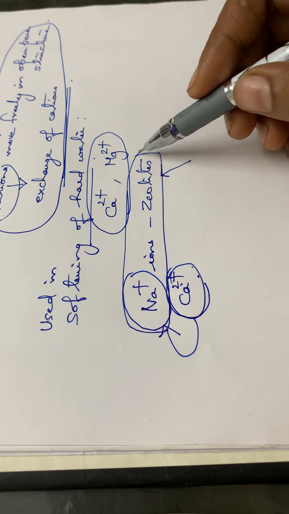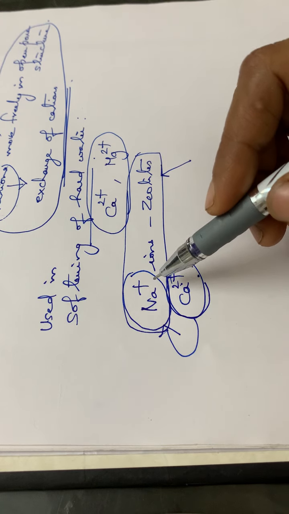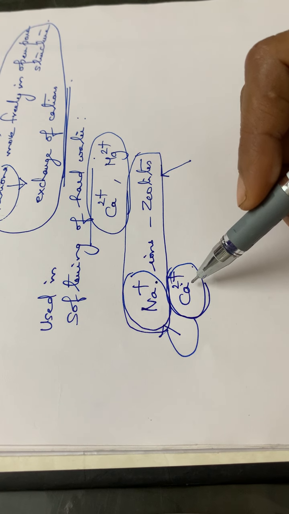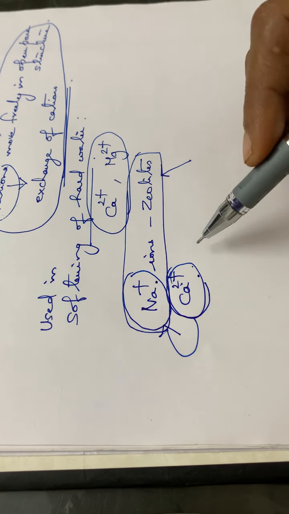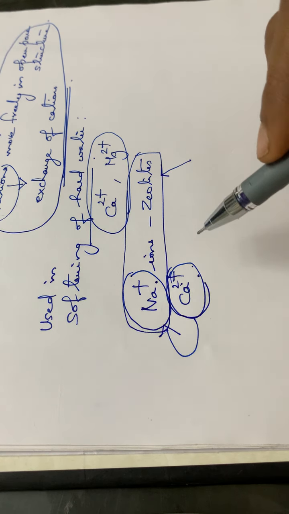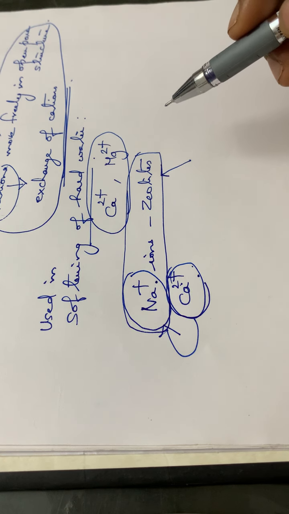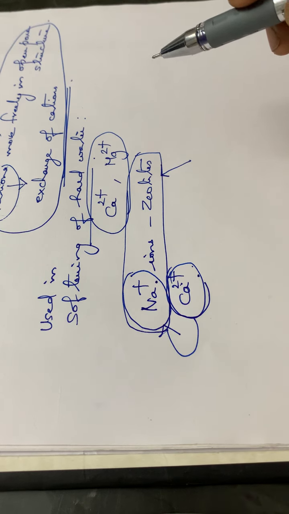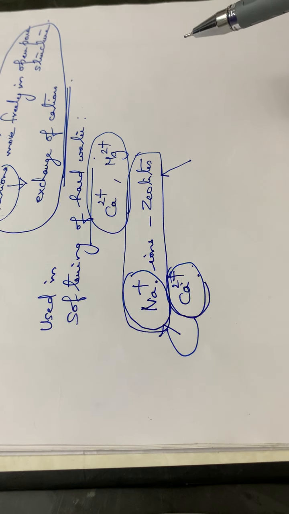So when hard water is passed through these zeolites, Na+ ions present in the zeolites are replaced by Ca2+ ions. Thus, from the hard water we can remove the Ca2+ ions, and we can soften that particular hard water. Okay, so that is the main important point to be noted in the case of zeolites, or the main purpose of using zeolites.